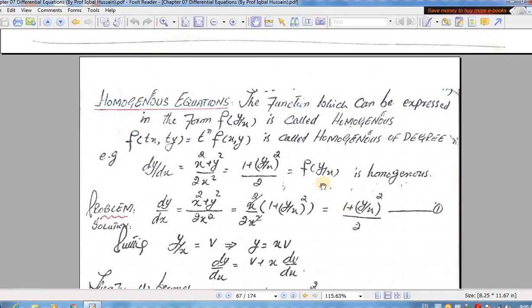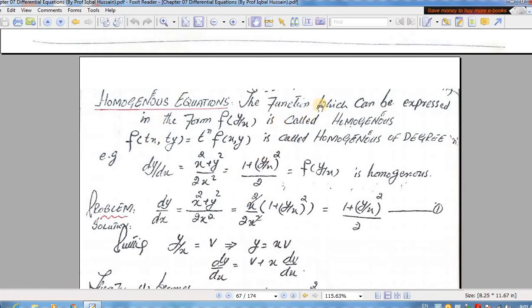We have already explained homogeneous function and homogeneous differential equation. Here are a few questions; let's repeat these questions related to homogeneous differential equation. A function which can be expressed in the form f of y over x is called a homogeneous function.